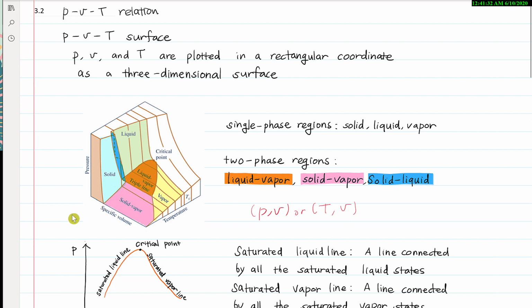The triple line here indicates that three phases can exist.